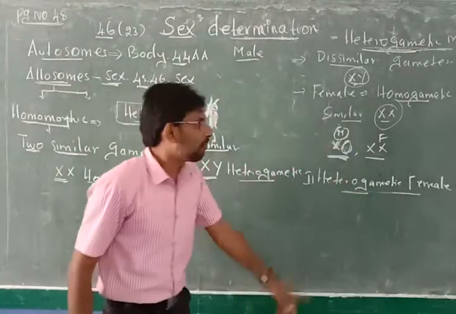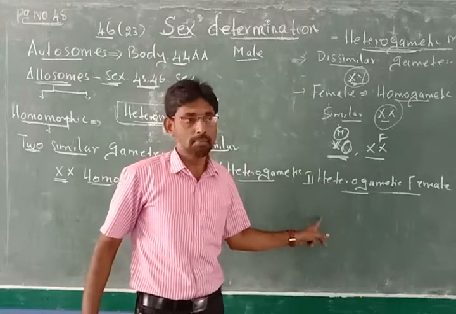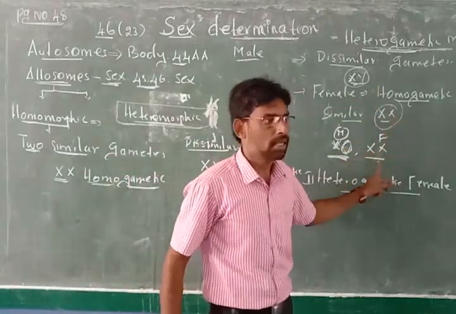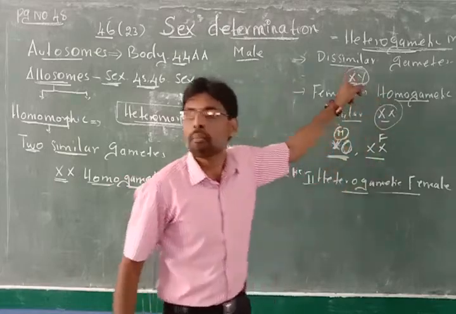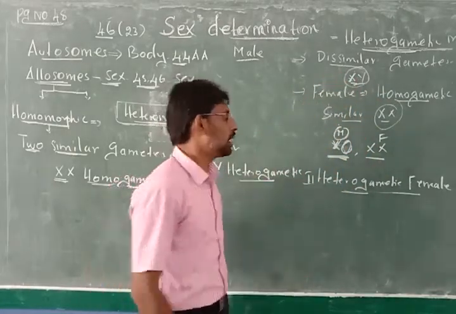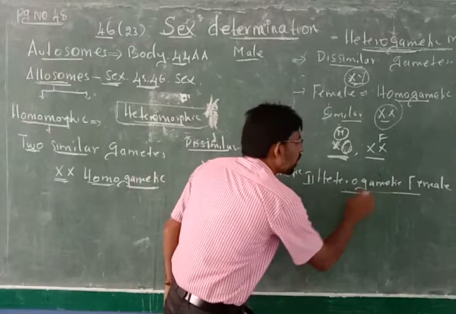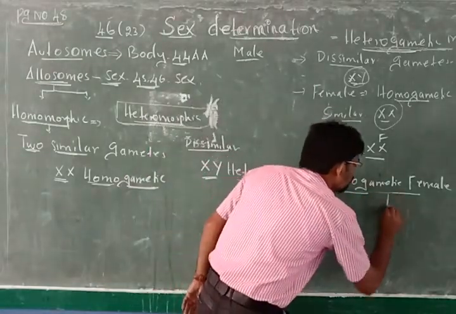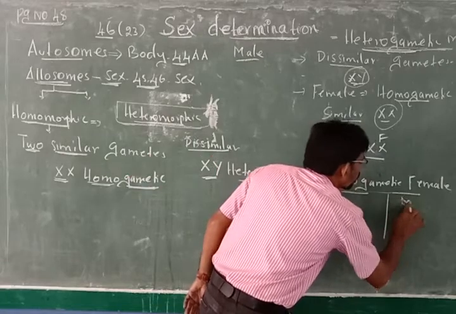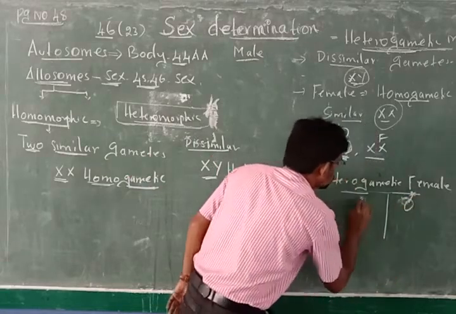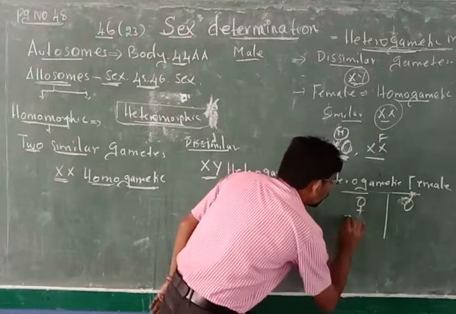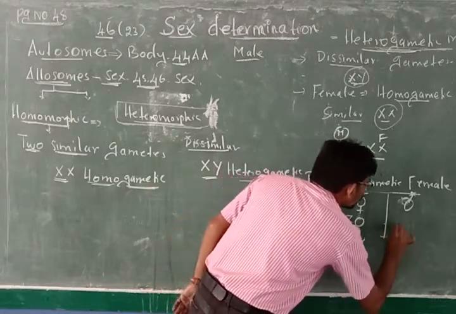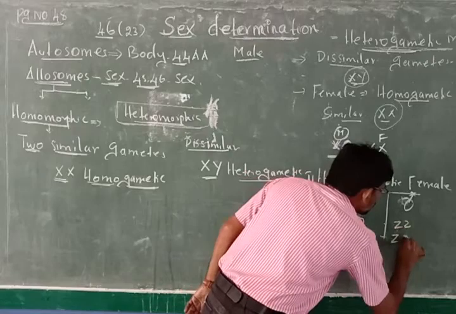In the sense, the female will have heterogametes, but in human beings, all females are homogametic, with the same gametes. Only the male is different. But in certain organisms, the female will have different chromosomes and the male will have the same. For example, this is male and this is female. The female will have ZW, but the male will have ZZ.